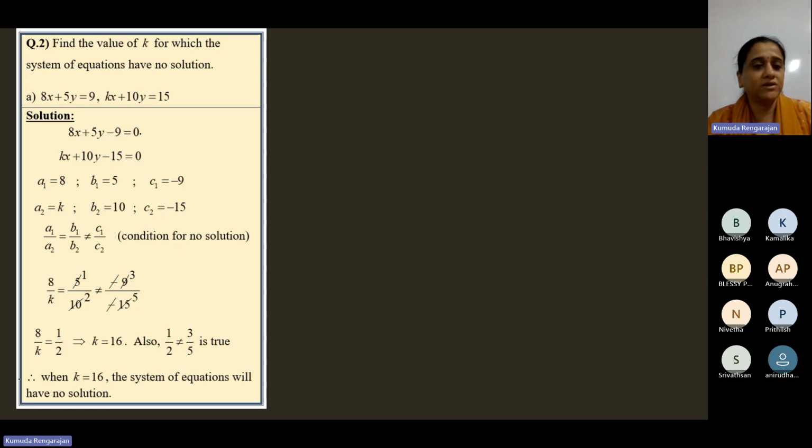So write the two equations in the standard form. Then write out the values of A1, B1, C1, A2, B2, C2. Then write the condition for no solution and substitute the values. Okay. So now what do you observe? 8 by k is equal to 1 by 2. When you cross multiply and solve, you get k is equal to 16.